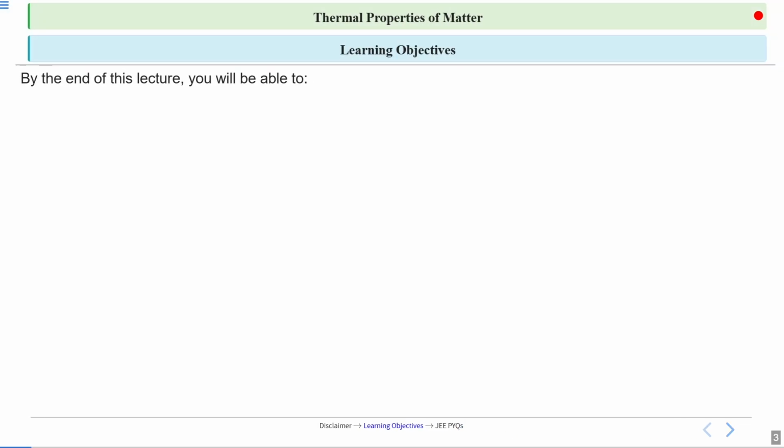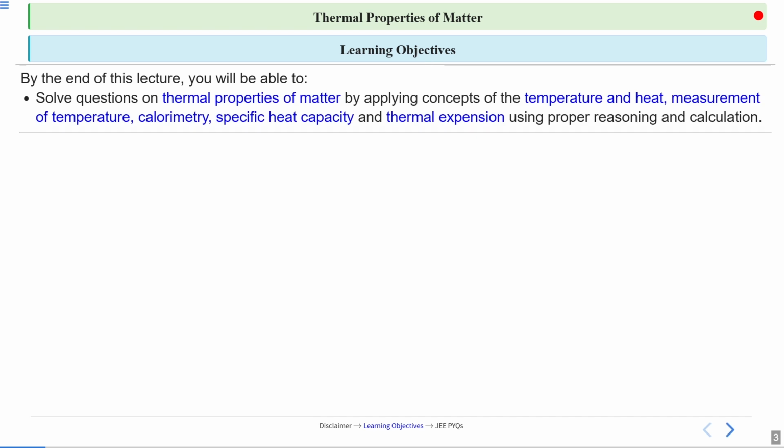Learning objectives. By the end of this lecture, you will be able to solve questions on thermal properties of matter by applying concepts of the temperature and heat, measurement of temperature, calorimetry, specific heat capacity, and thermal expansion using proper reasoning and calculation.